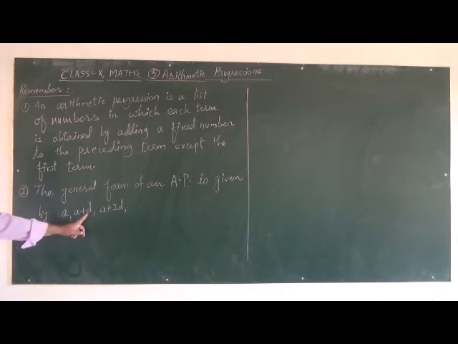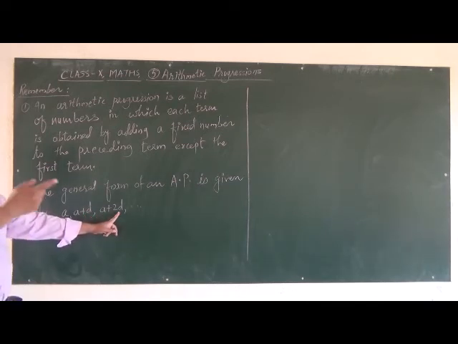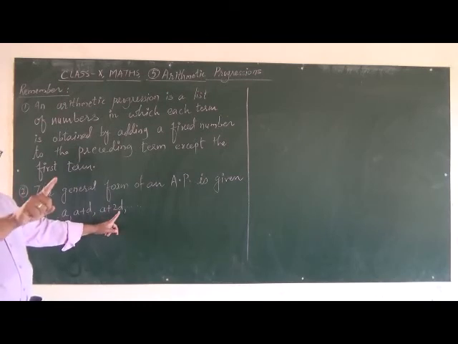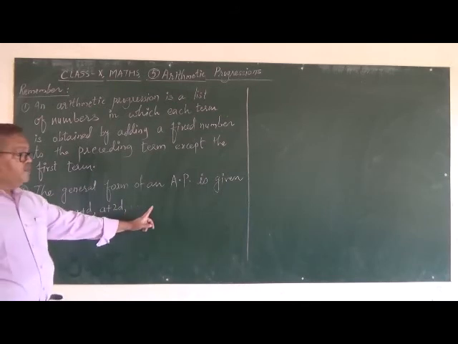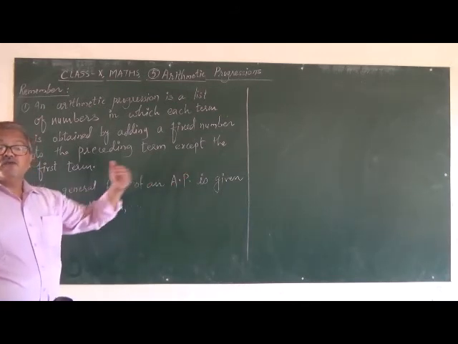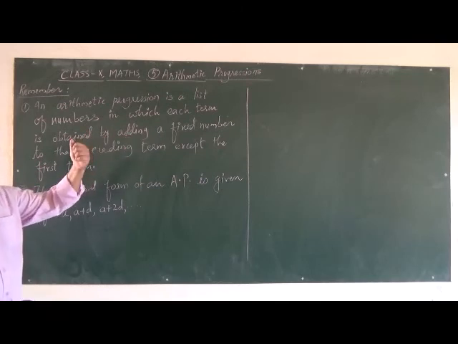So I have added d to the first term, so I got a plus d. How did I get this? A plus d is there, I will add one more d, the fixed number. So that is a plus 2d. What will be the next one? A plus 2d plus d, so it will be a plus 3d. Beyond that, a plus 3d plus d, so it will be a plus 4d and so on. So this is called arithmetic progression.